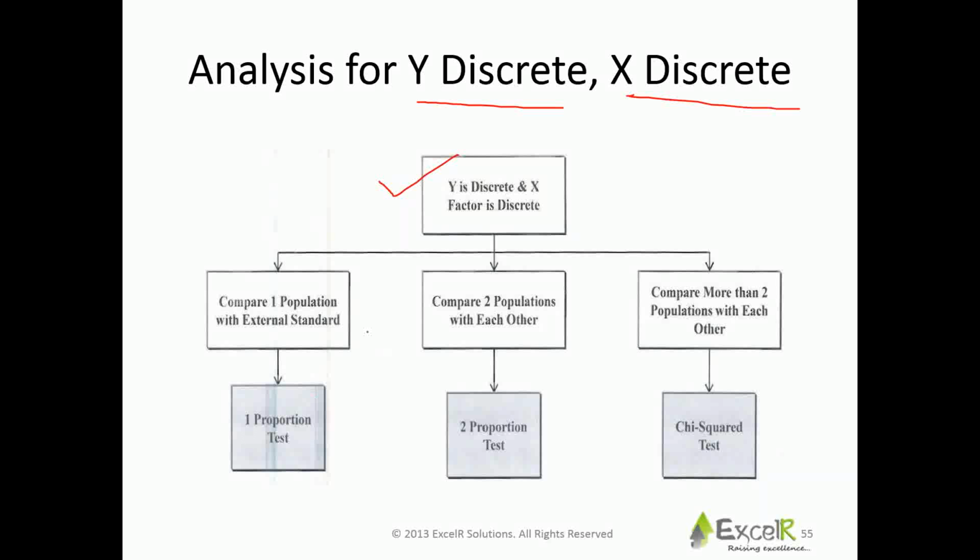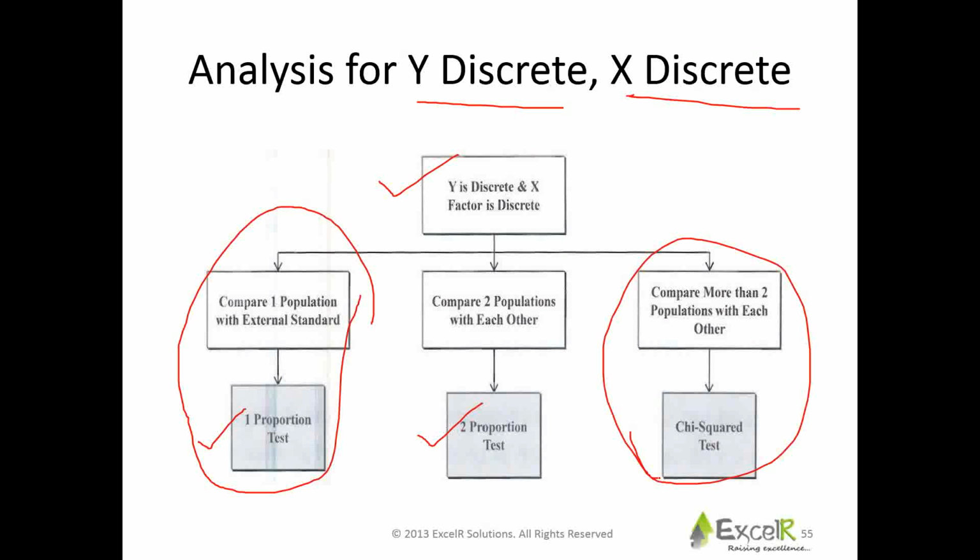If you're comparing one population with an external standard or some benchmark, you call that a one proportion test. If you're comparing two things with each other, you call it two proportion. And if you're comparing more than two populations with each other, you call it chi-square test. We've already discussed two proportion test and chi-square test using case studies, so I'm assuming that you all know that. This is just one small addition.